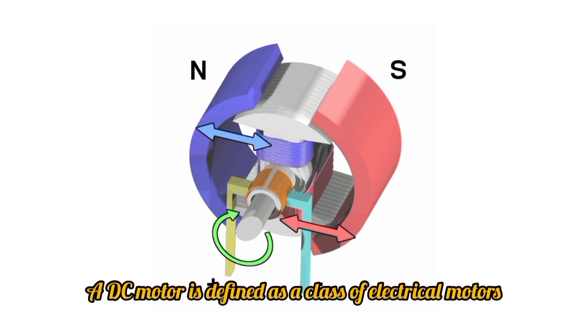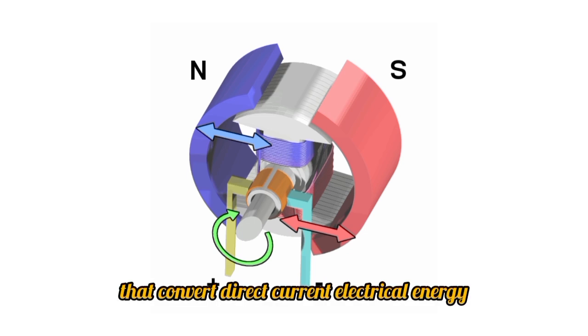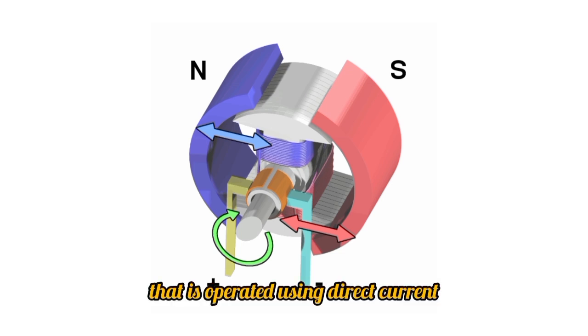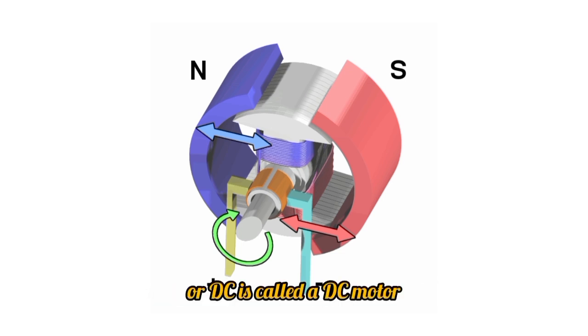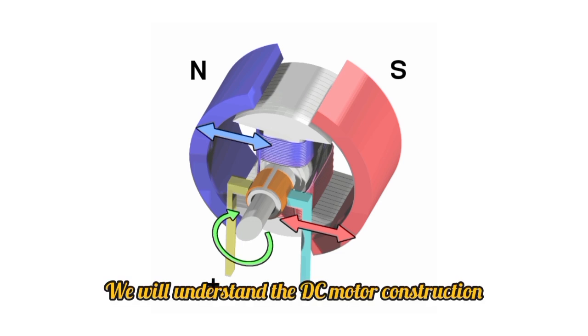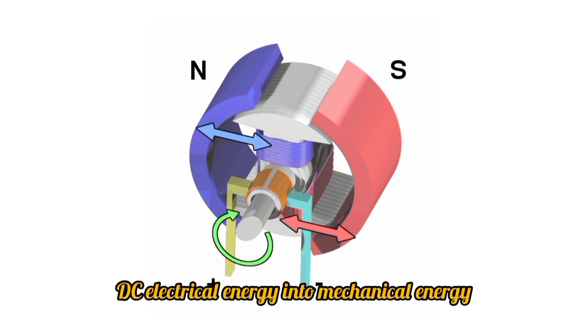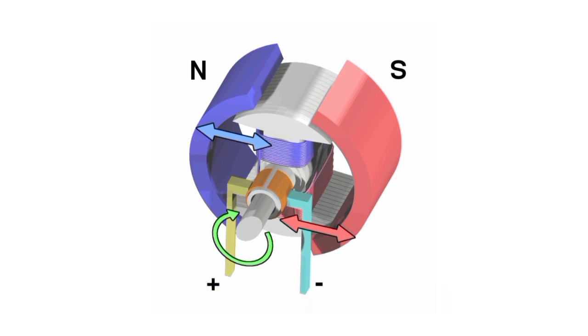A DC motor is defined as a class of electrical motors that convert direct current electrical energy into mechanical energy. From the above definition, we can conclude that any electric motor that is operated using direct current or DC is called a DC motor. We will understand the DC motor construction and how a DC motor converts the supplied DC electrical energy into mechanical energy in the next few sections.